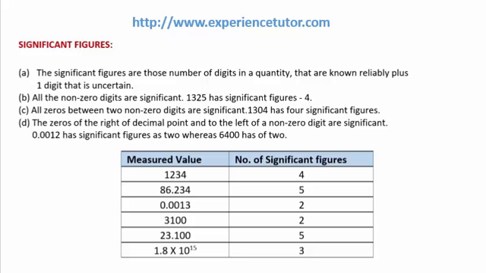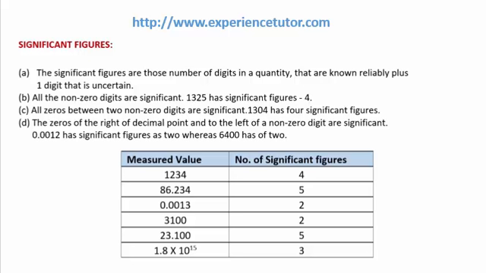The zeros to the right of the decimal point and to the left of non-zero digits are not significant. For example, 0.0012 has 2 significant figures, whereas 6400 also has 2 significant figures. A few examples are given below.